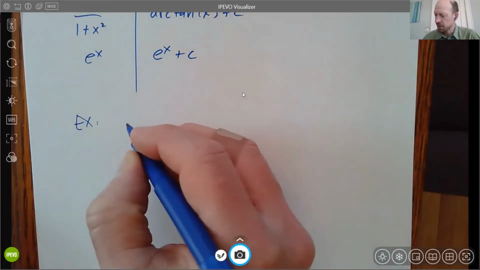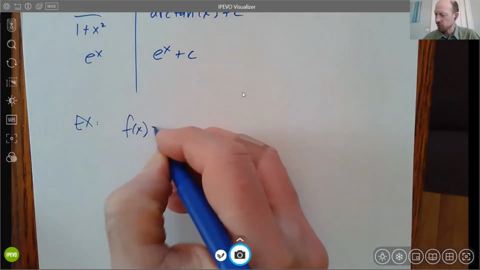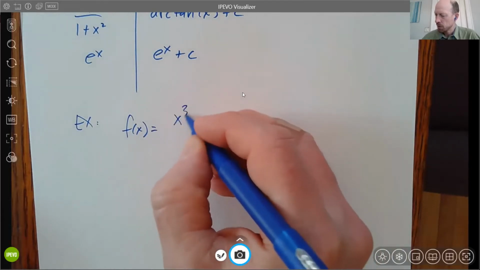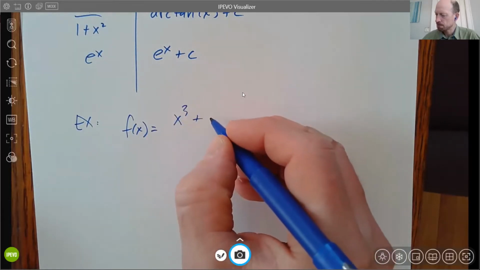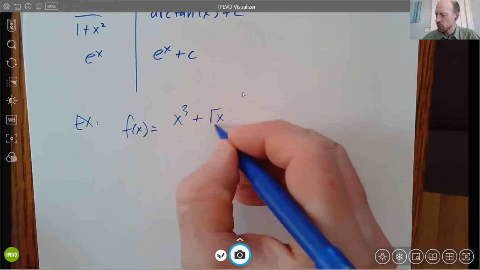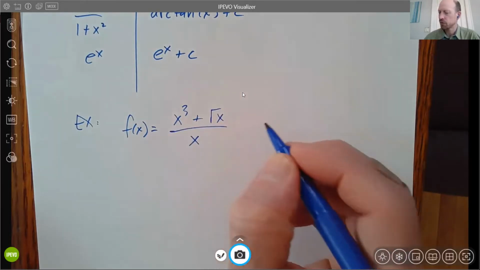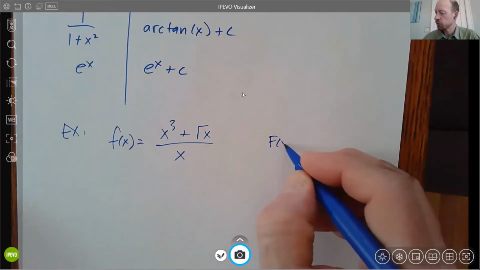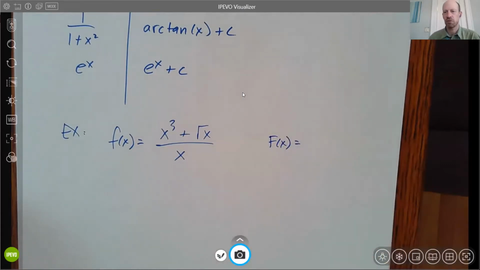So here's an example. Let f of x equal x cubed plus the square root of x, over x. And I want you to find the most general antiderivative.